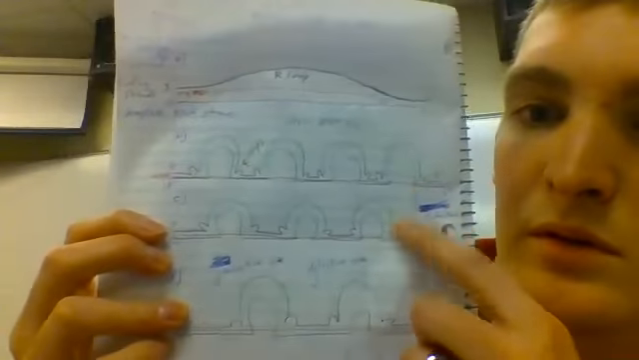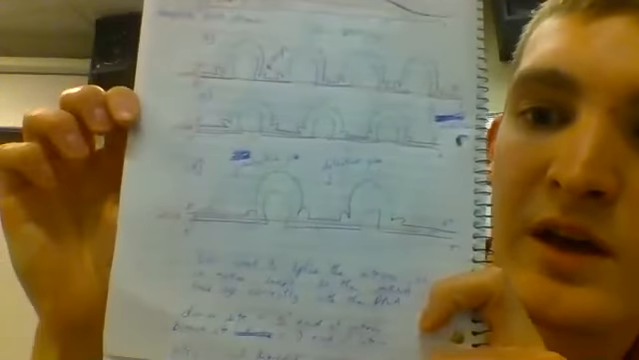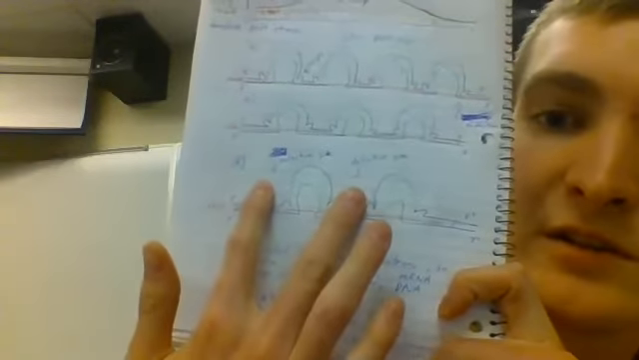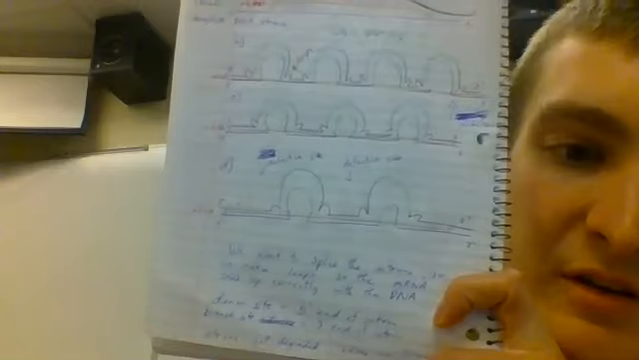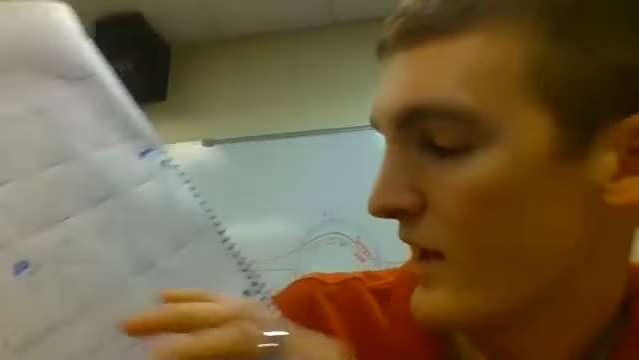So there's no loop there, so we only have 3 loops. And then D, we only have 2 loops because we have 2 defective introns there. All right, and then the introns get degraded, and then the exons are transported to the cytoplasm.